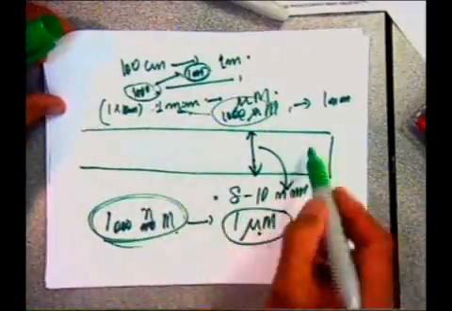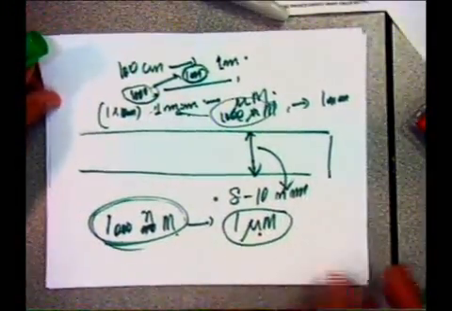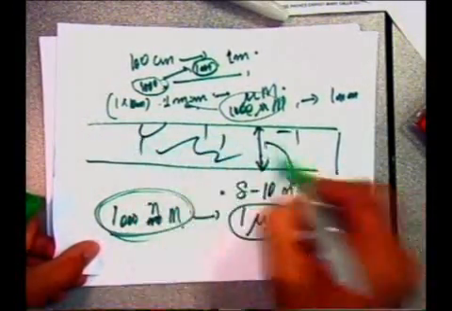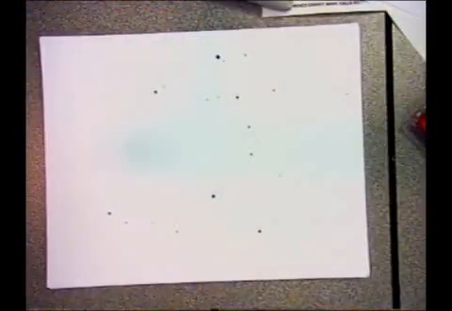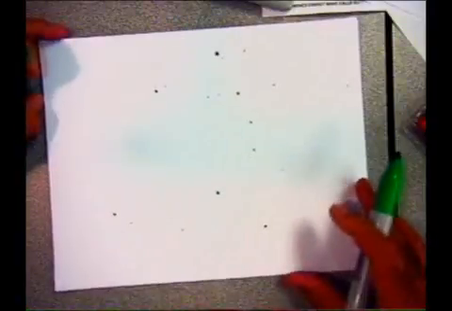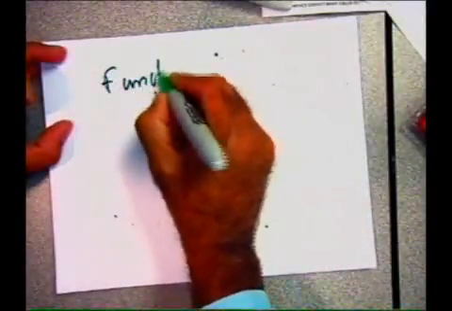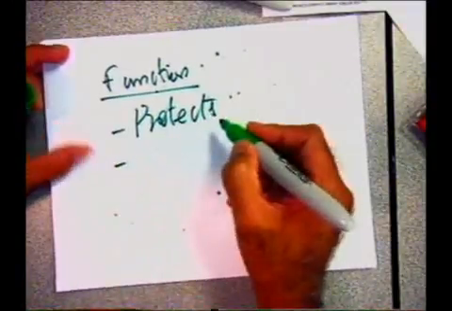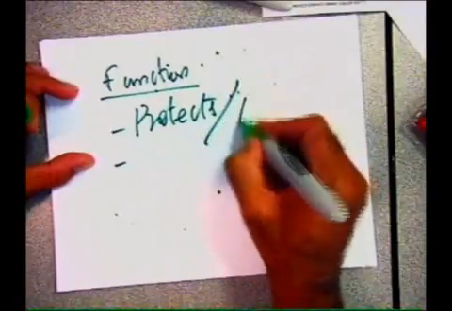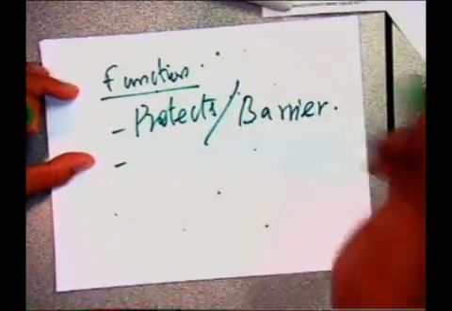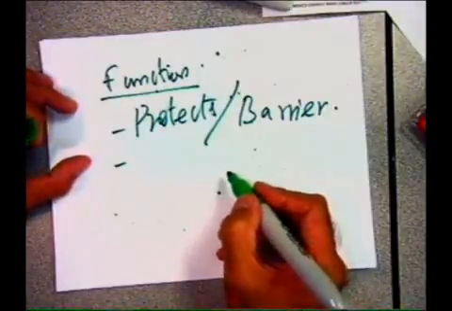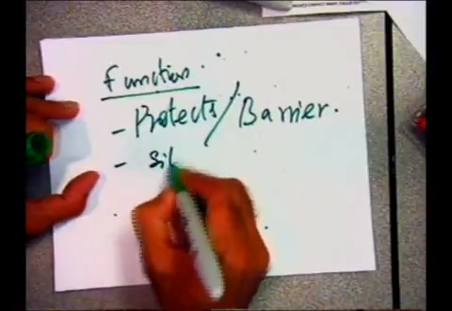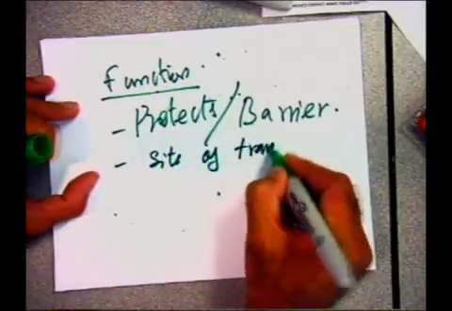This membrane is made up of molecules. What is the function of this membrane? It protects from the outside to the inside. It also acts like a barrier, a dynamic or flexible barrier, and a site of transport of molecules.